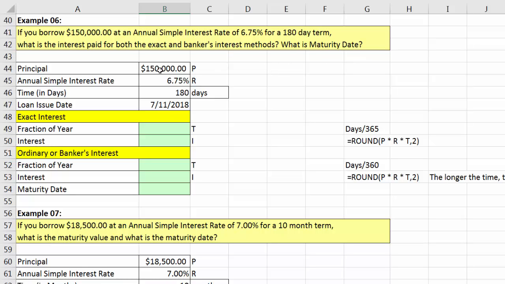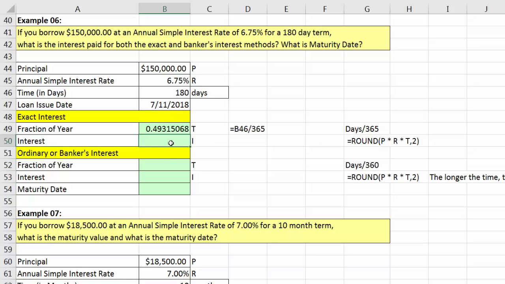All right, so I listed the variables: principal, annual simple interest rate, days, that's time in days, and loan issue date. Now the exact method, fraction of a year. This is days, equals 180 divided by 365. Sometimes, and in later examples, we'll put this as a variable in a cell. But if all your contracts are 365, we can hard code that in as an assumed variable that will not change. So there it is. The fraction of a year is 0.4931, etc.